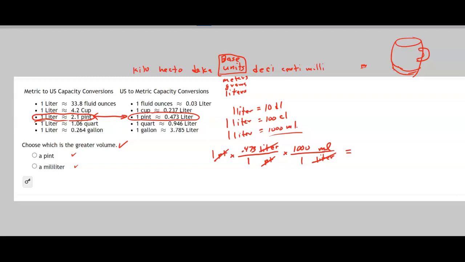And that means we get 1 times 0.473 times 1,000, which is 0.473 times 1,000. And remember, when you multiply by 1,000, it's basically moving that decimal point 3 places to the right. So that will be 473 milliliters. So if 1 pint is equivalent to 473 milliliters, pints are a lot bigger than milliliters. I hope that is helpful.